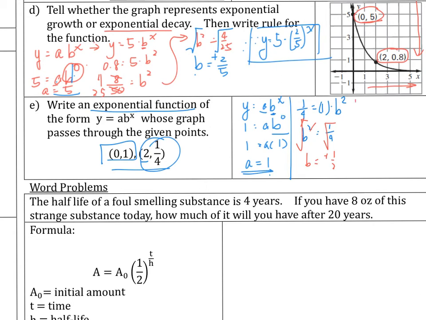So to write the final exponential function, it will be y equals 1 times positive 1/2 to the x power, or simply just 1/2 to the x power. I highly recommend that you put parentheses around the fraction so it's clear that we're taking this fraction to the x power.